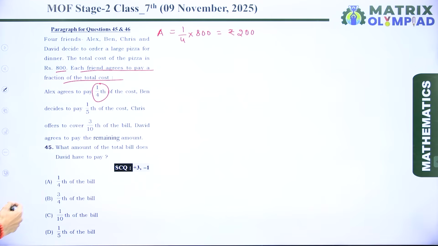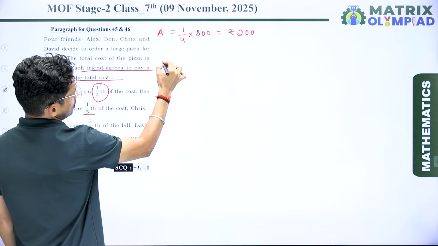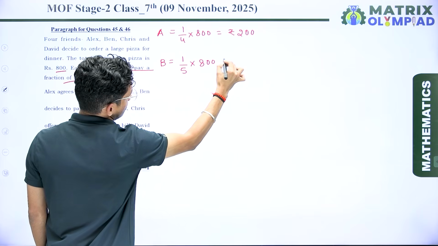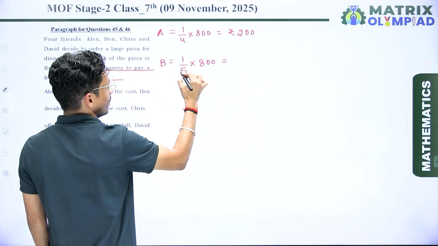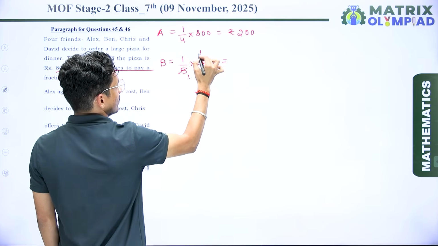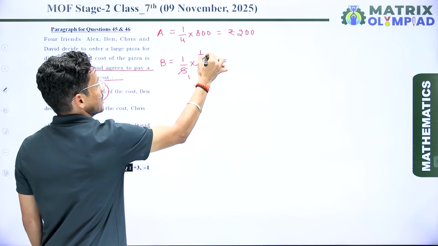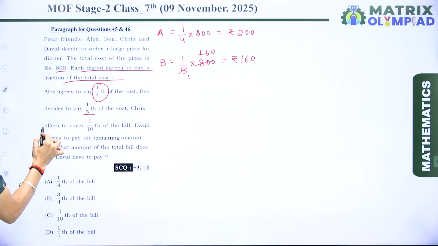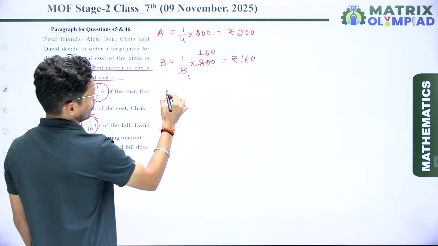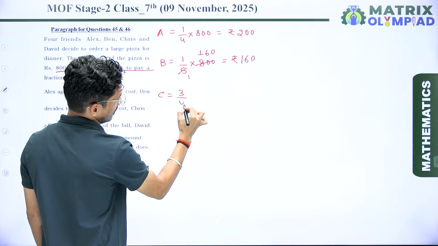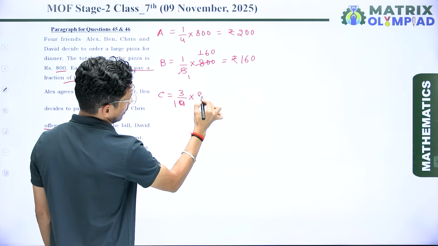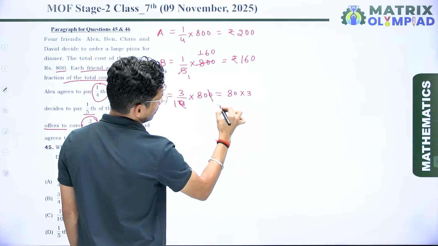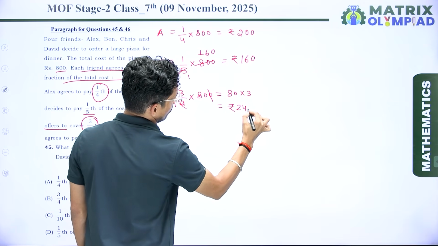200. And Ben decided to pay 1/5 of the cost. So Ben decided 1/5 of the total cost, that is 800. When we simplify it, 5 1 ja 5, 5 1 ja 5, here we have 3, 6 5 30, 160 rupees Ben decided to pay. And Chris covered 3/10 of the total bill. So 3/10 of the 800. 0 and 0 cancel out. So 80 multiplied by 3. 8 3 ja 24, that is 240 rupees.